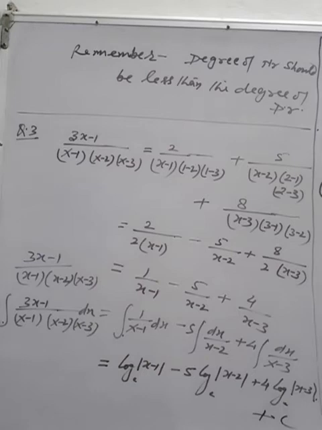Now see question number 3. So first you have to resolve, then integrate. What is the question? (3x minus 1) upon (x minus 1)(x minus 2)(x minus 3). There are 3 factors. All 3 are linear factors. Why? Because the degree in each factor is 1. Now, how can you resolve?